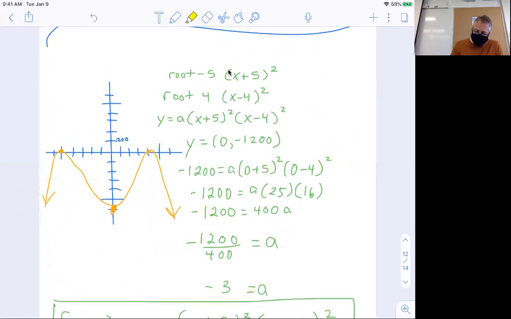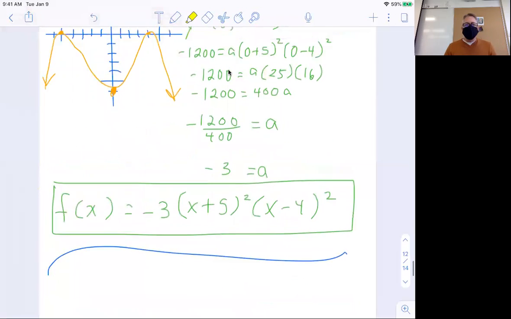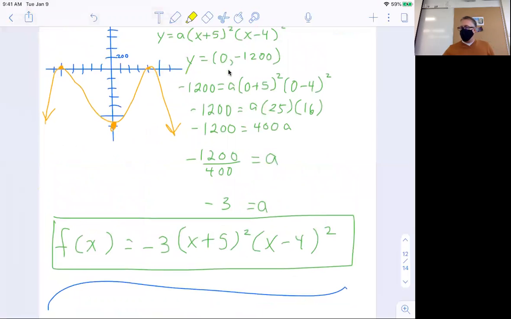Our roots: because we had a root at negative 5, that gave us x plus 5, and it's squared because it bounced there. And we had a root at 4, and that gave us x minus 4, and it's squared because it bounced there. All right, so we had a pretty good start in graphing those polynomials.